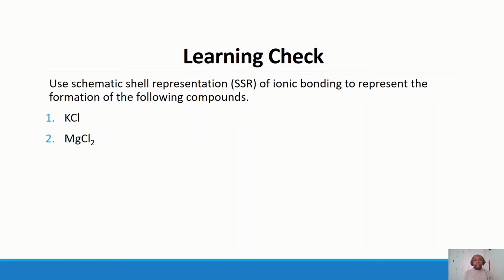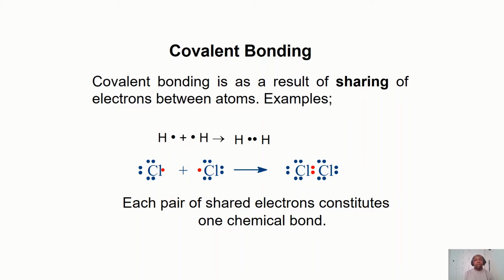So, learning check. Use the SSR, a schematic shell representation of ionic bonding, to represent the formation of the following: KCl and MgCl2. So practice this. The more you practice, the more you get used to how to use this representation to form this kind of compounds.